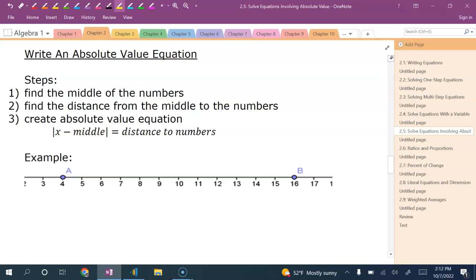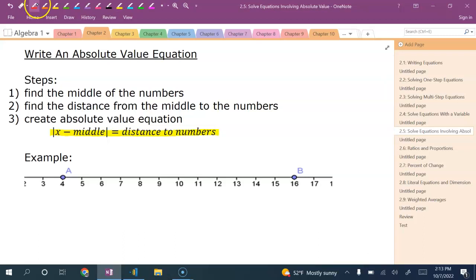Step number 2 then is to find the distance from the middle to the other solutions or the other numbers in the problem. Then what you do is create your absolute value equation using this form right here. It's always going to be the absolute value of x minus your middle number, and then you set that equal to the distance to your numbers.